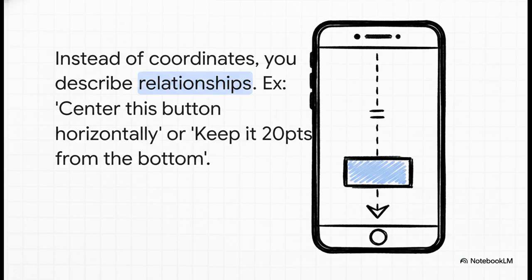And this code shows you the new philosophy perfectly. See? There are no hard-coded positions here. Instead, we're giving it rules to live by. We're saying things like, hey button, I want your center to always match the screen center horizontally, and always stay exactly 20 points up from the very bottom of the screen. The system then does all the heavy lifting and math for you.